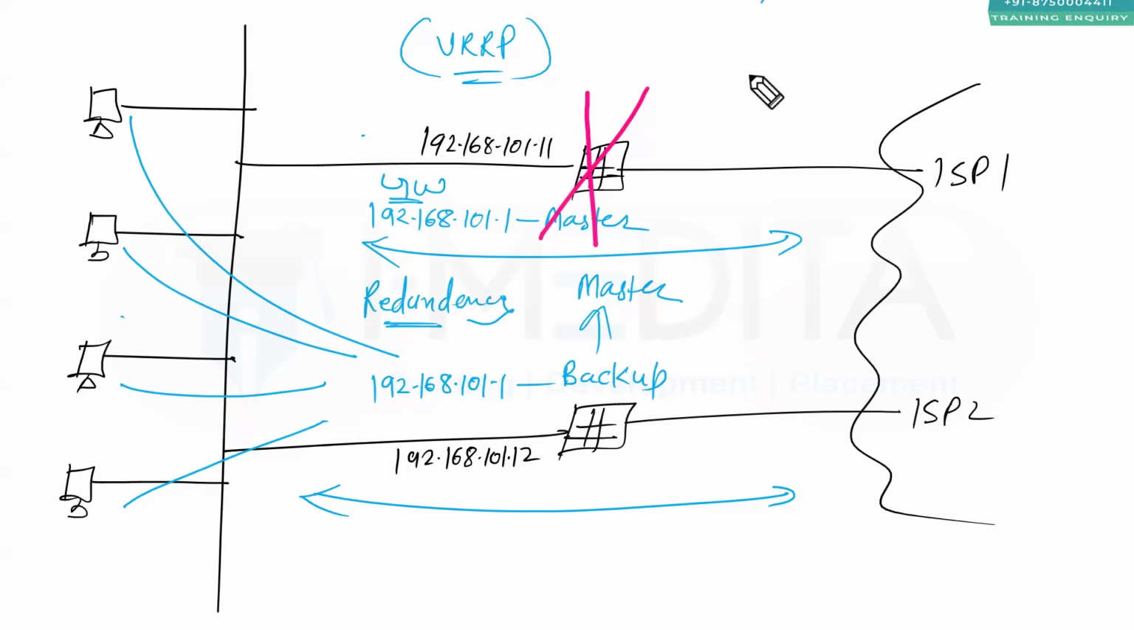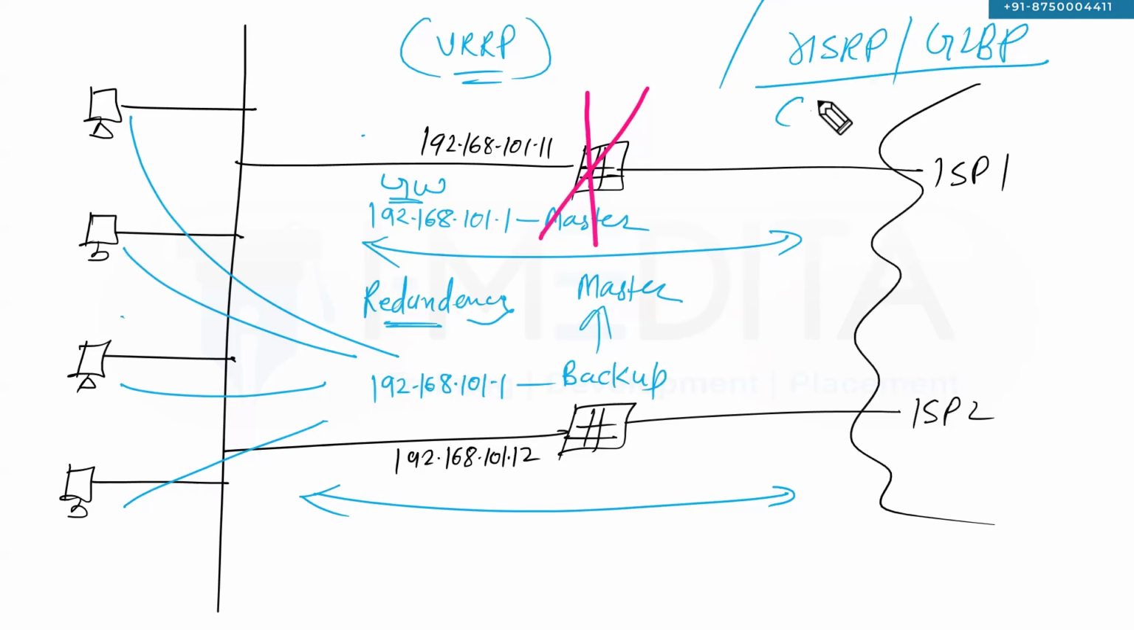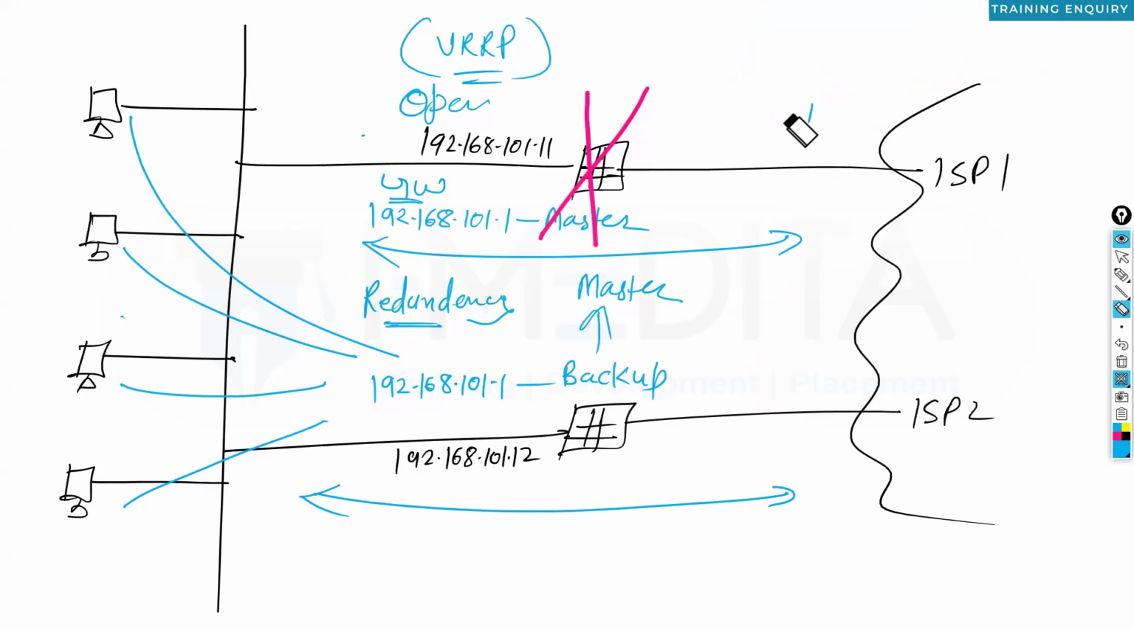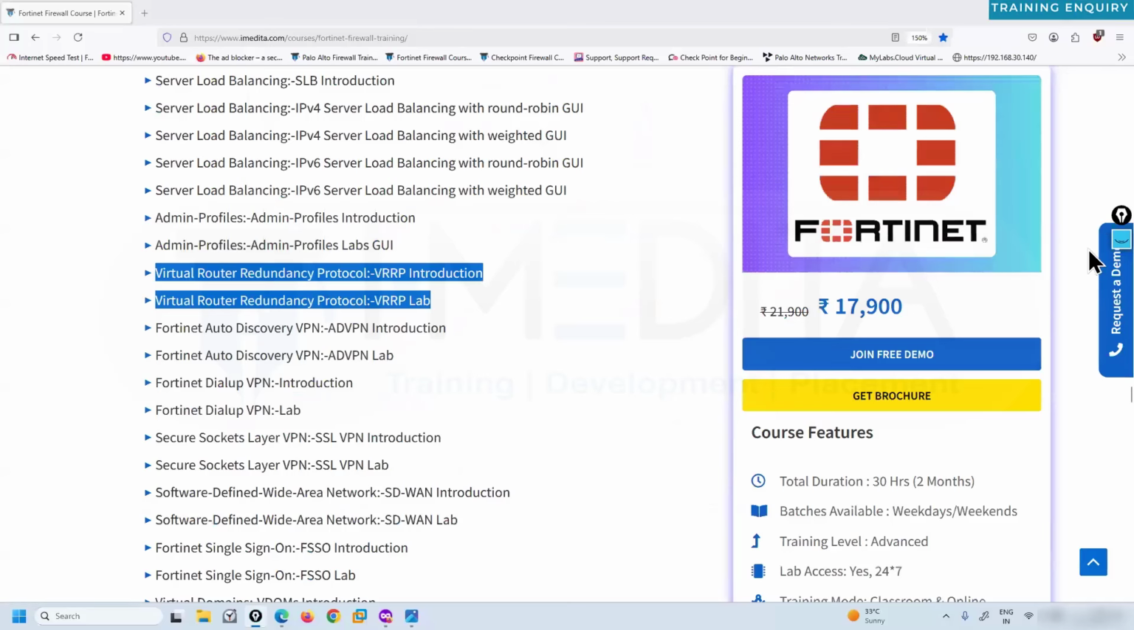Just like VRRP, there are also other protocols like HSRP and GLBP, but these protocols are Cisco proprietary. They are not supported on FortiGate firewall. VRRP is an open standard protocol which is supported on FortiGate. So HSRP, VRRP and GLBP all provide us gateway redundancy. Because HSRP and GLBP are Cisco proprietary, we can't deploy them on FortiGate. VRRP is open standard and it is supported by FortiGate. We can deploy it, and with the help of VRRP, we can provide gateway redundancy to our clients. So this we will learn theoretically and practically on FortiGate firewall.